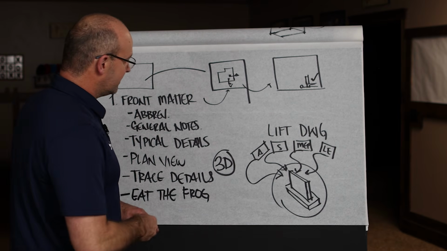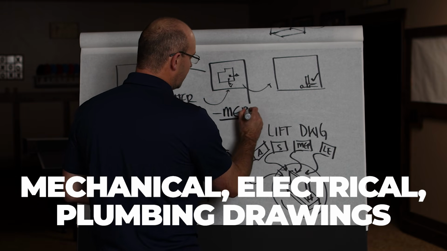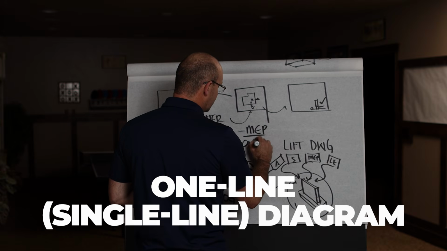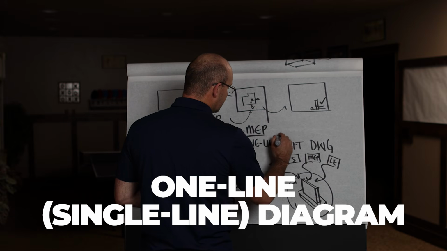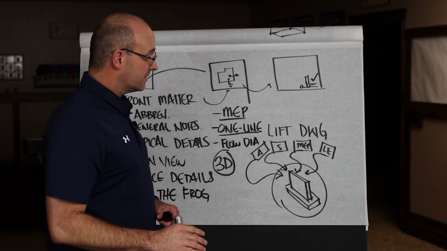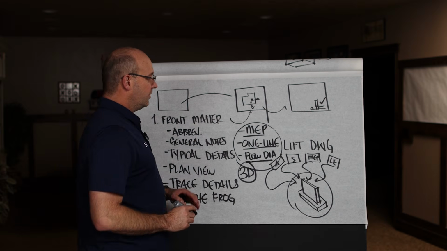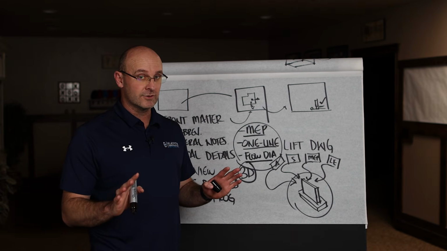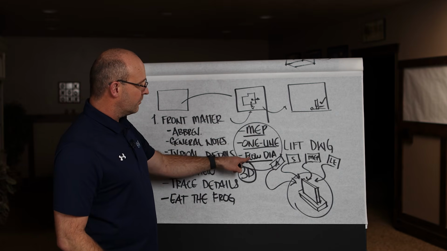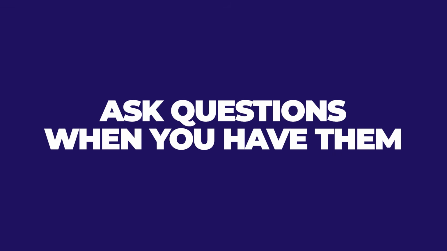And what I mean by this is there's other things like the mechanical, electrical, plumbing drawings, which are harder to understand than architectural or structural. Or you're going to go research the one line, the single line diagram for the electrical, or you're going to go research the flow diagram for your HVAC system or your hydronic piping system. These are things you need to know, and you can't just be like, oh, I know architectural and structural, and avoid eating the frog. Go eat the frog and get familiar with these because you need to understand those as well.